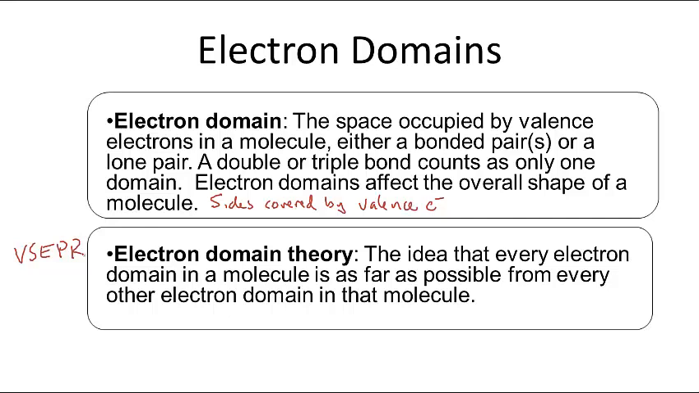So the idea that every electron domain really, and this isn't quite right, this should be every domain around one atom. Because it's not the number of total domains in the molecule, it's the domains around the atom, as far as possible from other electron domains around that atom.